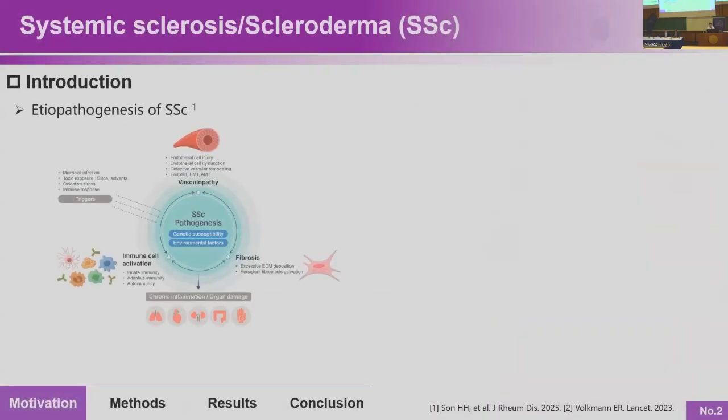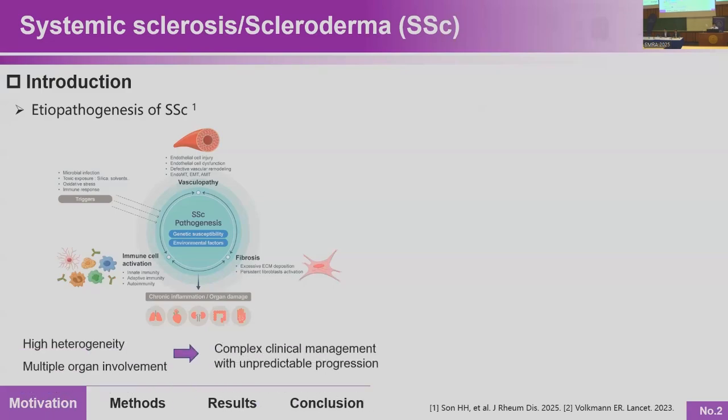Systemic sclerosis, or scleroderma, is a rare autoimmune disease that combines vasculopathy, immune cell activation, and fibrosis. Although skin thickening is a hallmark of this disease, the chronic inflammation may also lead to multi-organ damage. The high heterogeneity and multi-organ involvement complicate clinical healthcare and progression management.